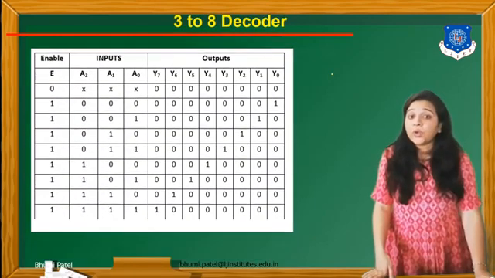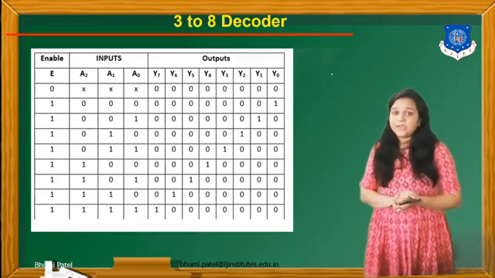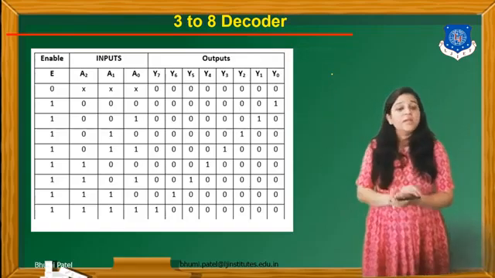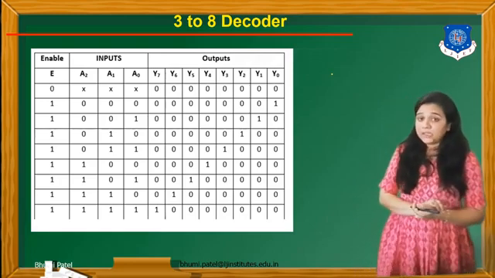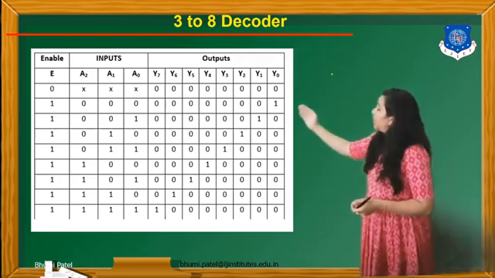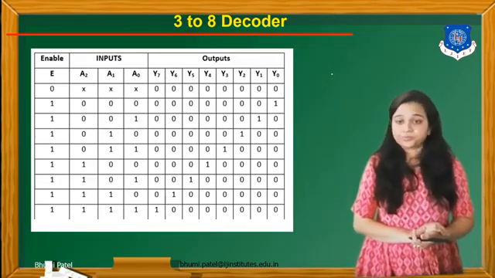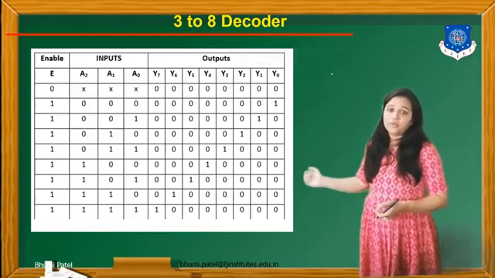Now what is the truth table of the 3 to 8 decoder? We have three inputs, that is A0, A1 and A2. So how many possibilities do we have? We have 8 possibilities, starting from all the inputs being low and ending with all the inputs being high, that is, from 0, 0, 0 to 1, 1, 1.